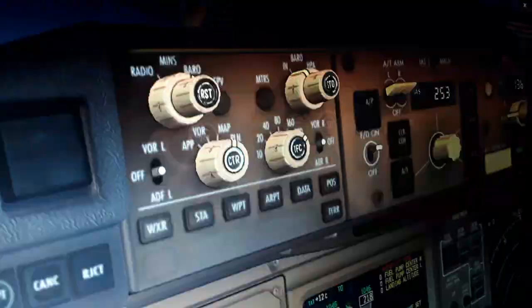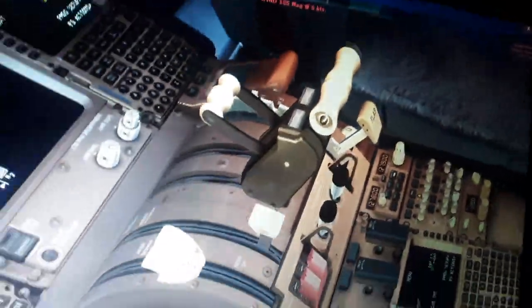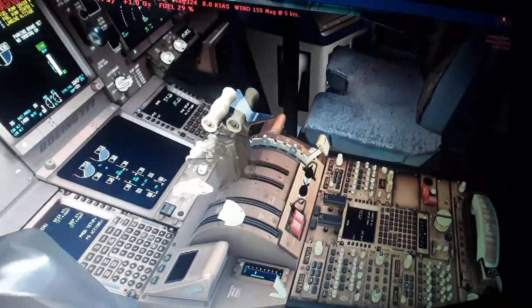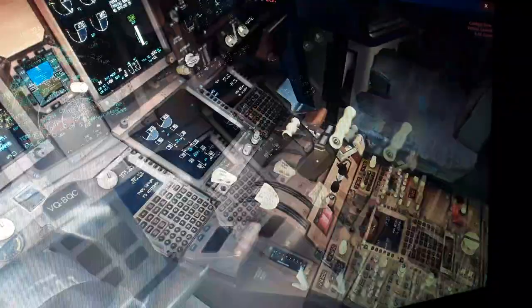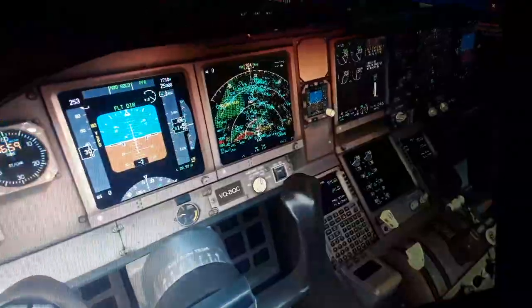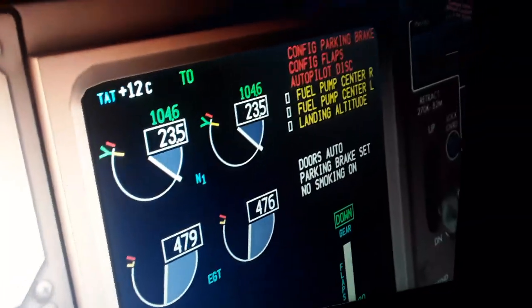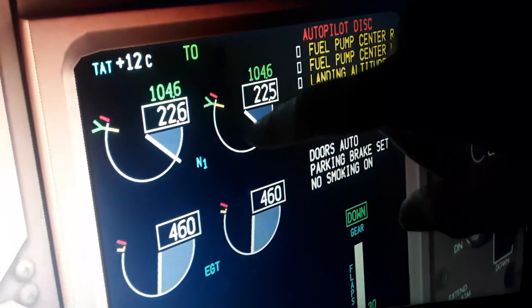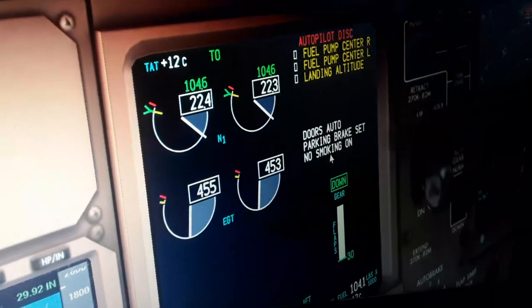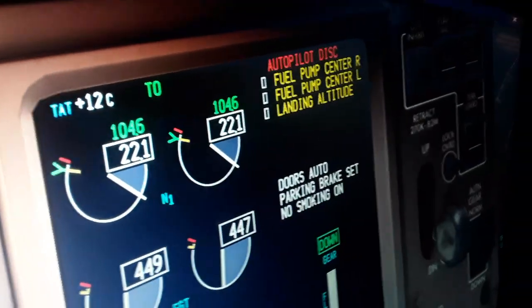I will show you now the engines. You can see if I move the thrust levers, I can actuate the thrust. You will see the thrust change here, the N1, which is the low speed low pressure compressor stage of the turbofan engine, the exhaust gas temperature per engine, and the green, yellow and red marks values.